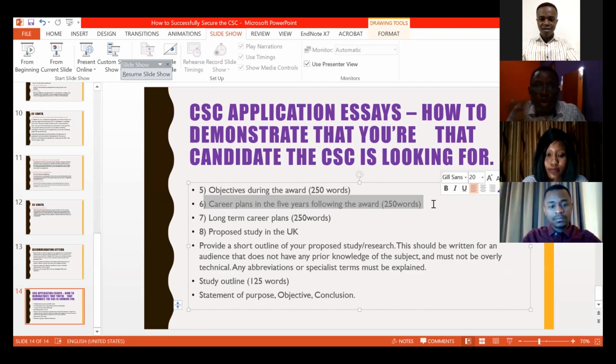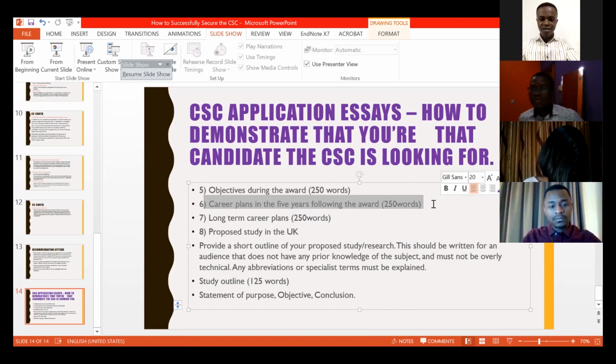Okay. Do you plan going for field trips? Would you like to engage in field trips? Just be creative. What would you do during the award that will develop your knowledge, that will develop your skill, so that you can come back and impact your country? So then the career plans in the 5 years following the award. What is your career plan in 5 years' time?